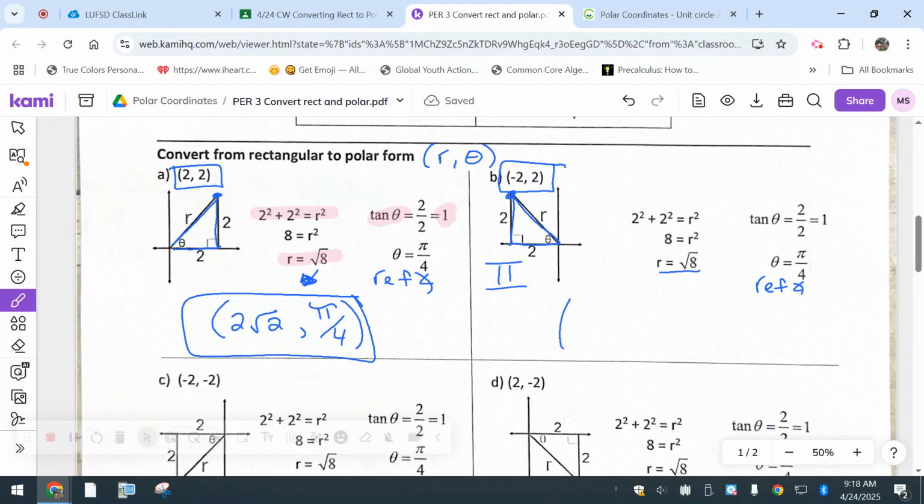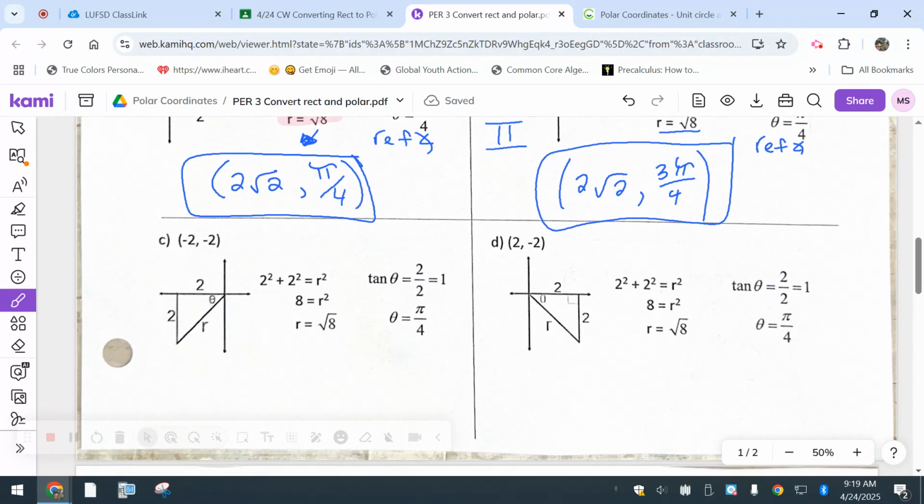So now I still have 2 radical 2, comma, what would be the angle? 3 pi over 4. If you remember your quadrant rules for the angles, okay? So the biggest thing that's going to change as you do this is you've got to make sure that your angle matches your location, okay? So are you guys okay so far?